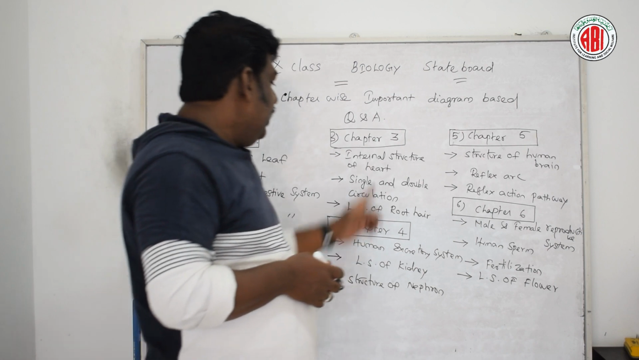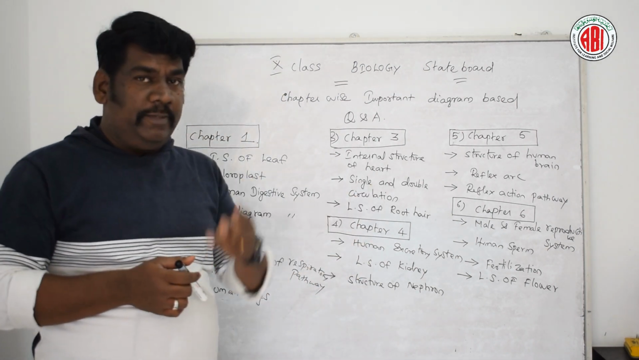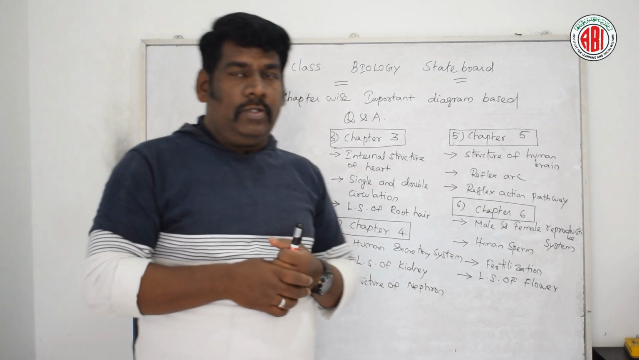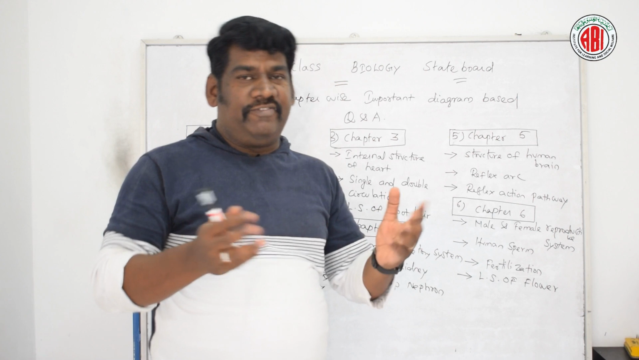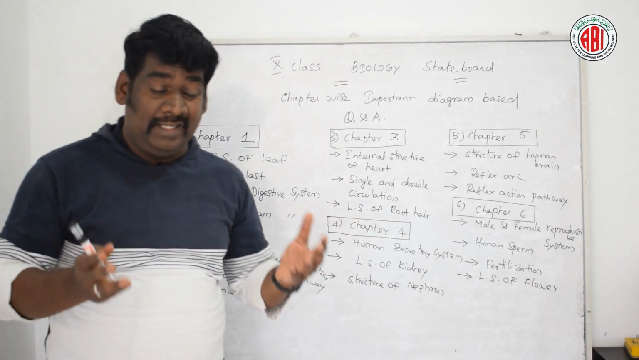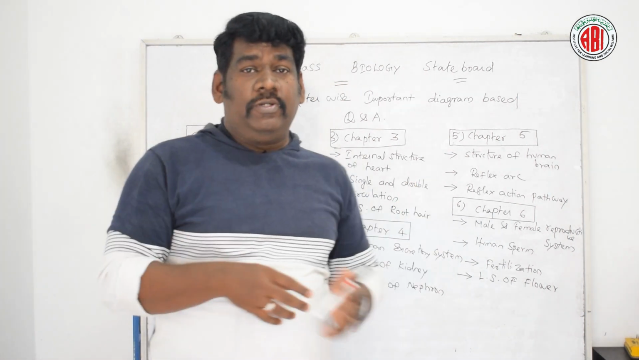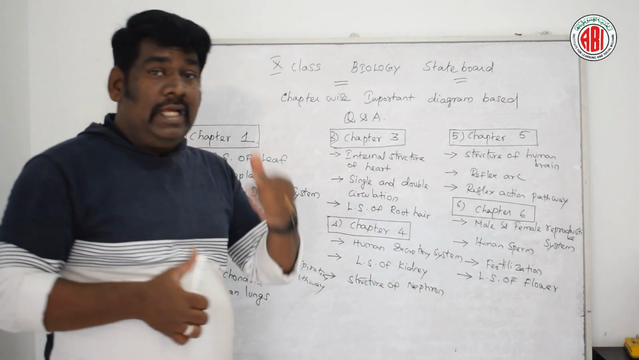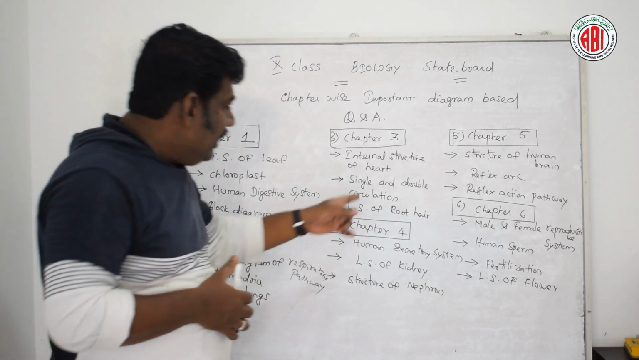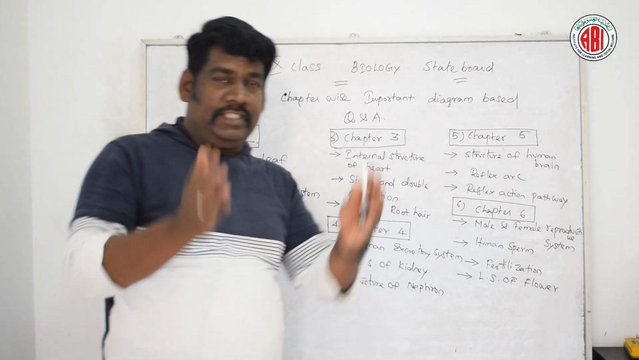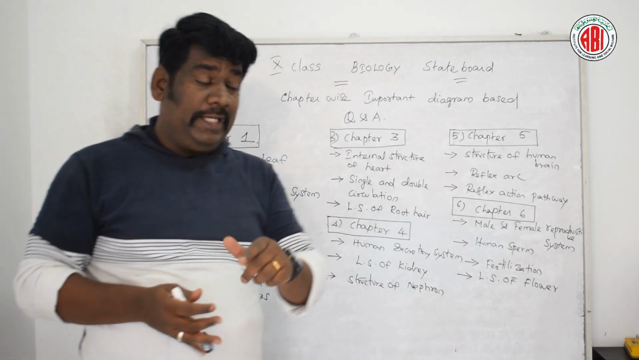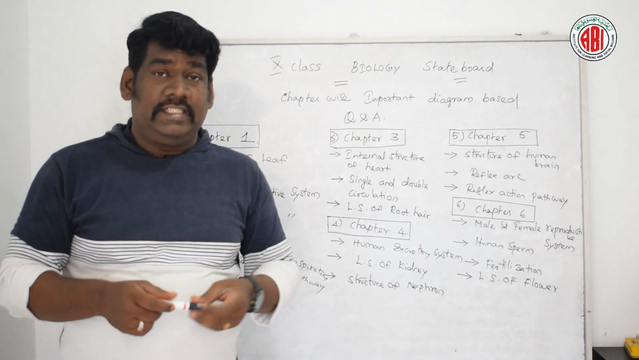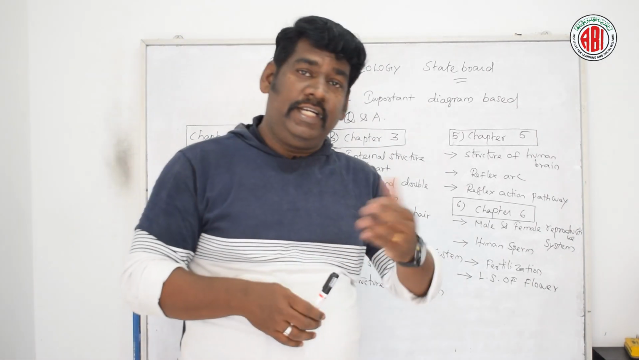Chapter 3: here again we have 3 most important diagram based questions, like the internal structure of the human heart. What are the different chambers, the different valves, and the most important arteries and veins? We should label these, or they may ask label based questions on the internal structure of the heart. Next, single and double circulation. What is the meaning of single or double circulation? We may also expect this as a difference based question. In another video, we will discuss the differences in detail.